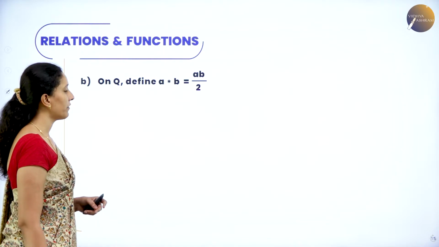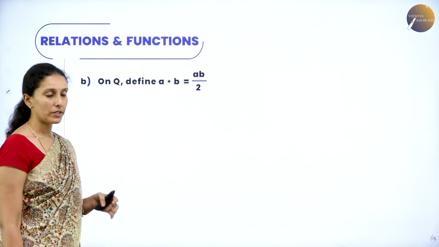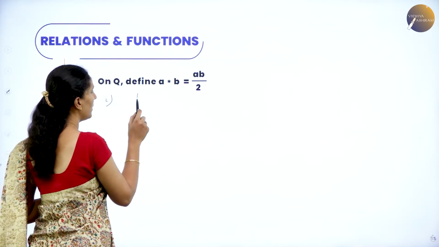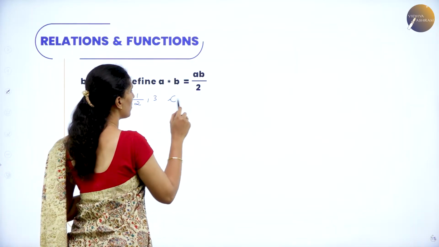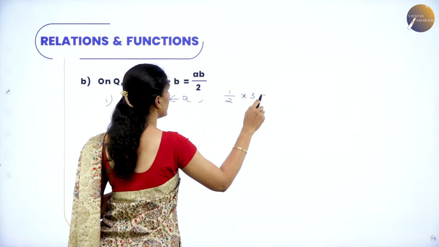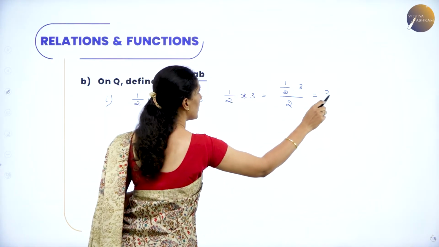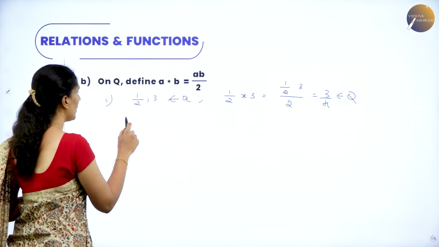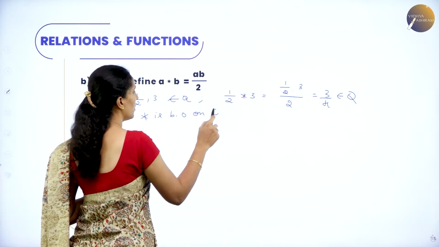Next, on Q, define A star B is equal to AB by 2. Let's verify whether it's a binary operation or not. Take any example, 1 by 2, 3, which belong to Q. Then here, 1 by 2 star 3 is equal to 1 by 2 into 3 divided by 2, which is 3 by 4. This belongs to Q. So therefore, I can clearly say star is a binary operation on Q.